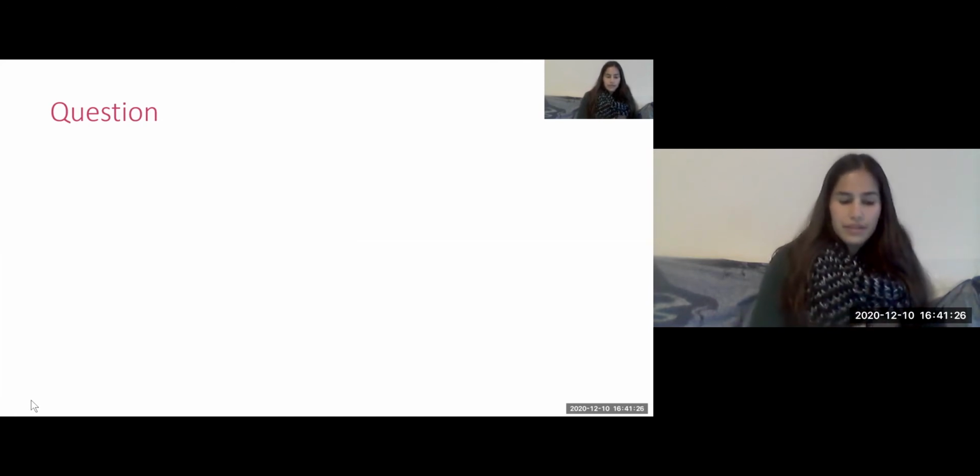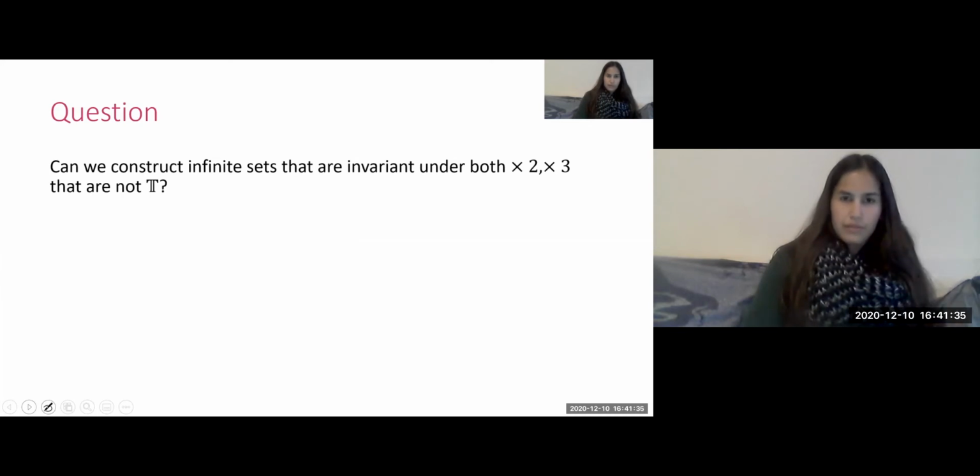So now that we have this, we can ask the question of what if I want a set that's invariant both under times n and times m? Let's start with the baby case. What if I want a set that's invariant both under the times 2 map, which we found a set invariant under, and also invariant under the times 3 map, and it's infinite? Can I construct a set like this that's not going to be the entire torus? So firstly, the answer is yes, in a way. Let's take the set Q mod Z. This is infinite. It's invariant under the times 2 and the times 3, and it's not the entire torus.